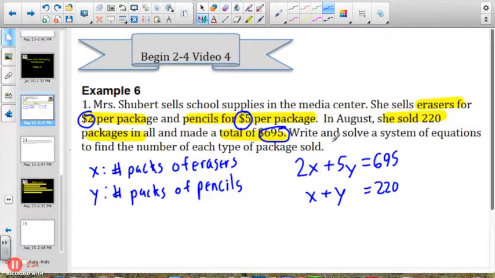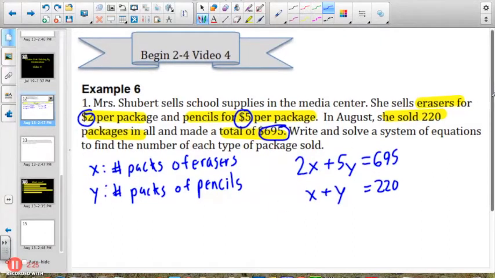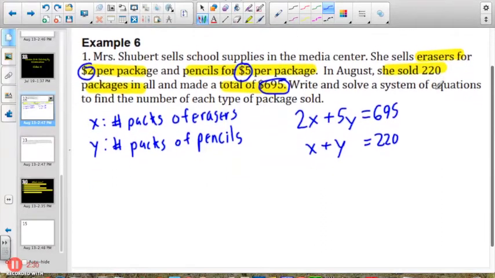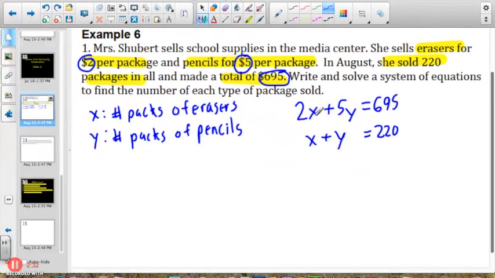So now we have a system of equations, and we're going to solve this using elimination. First off, we need to see if we have matching coefficients. We have a 2x and an x, and we have a 5y and a y. So this is not going to work to just combine them as is. We're not going to have anything cancel. So we're going to need to multiply one of these equations by something.